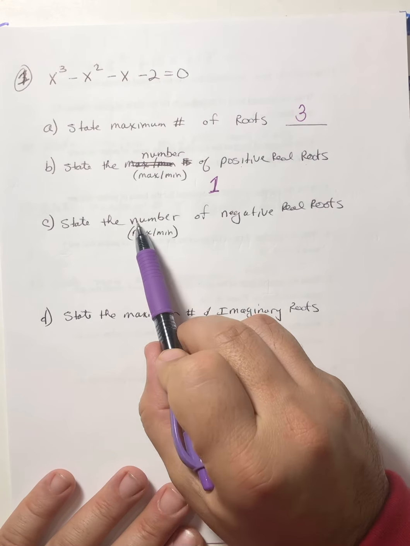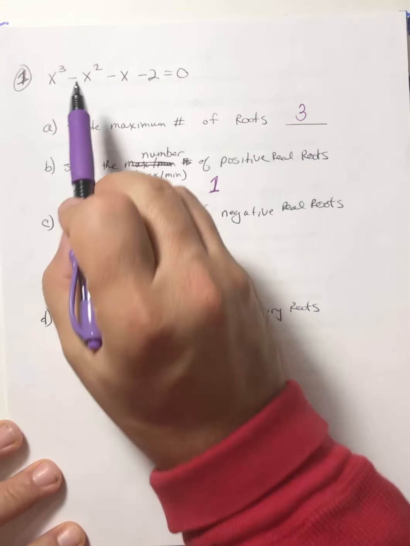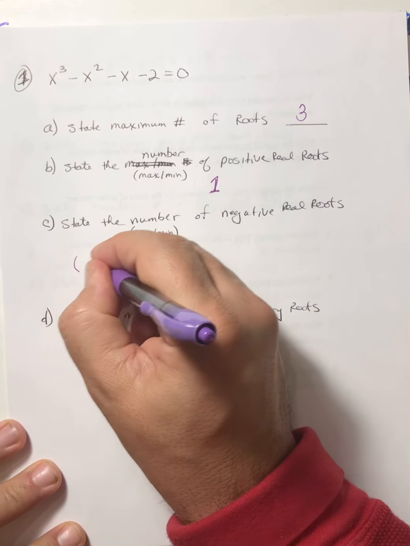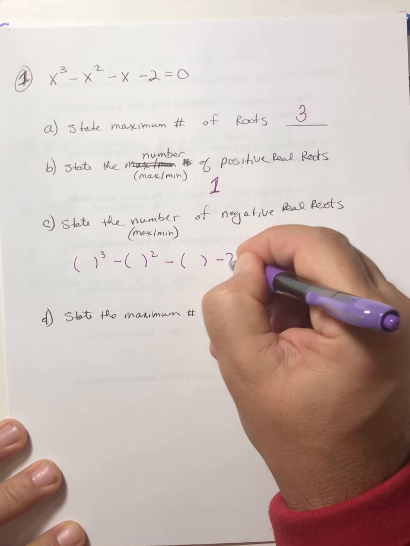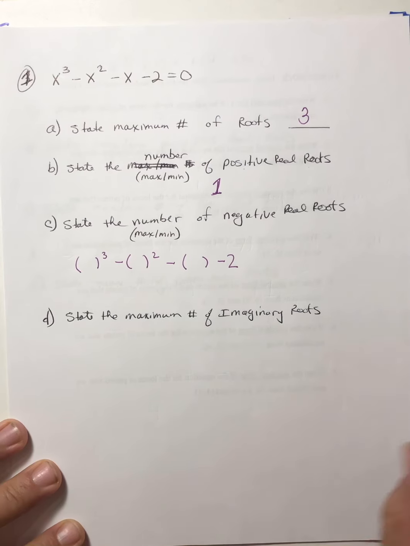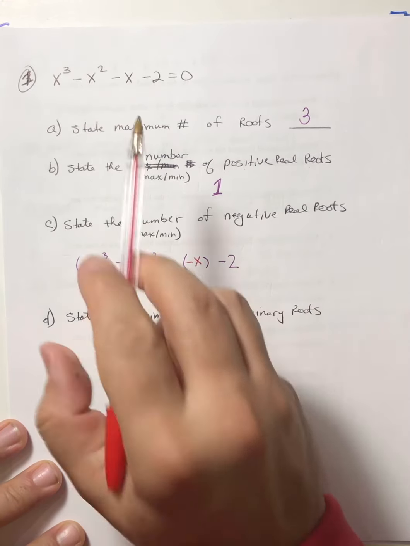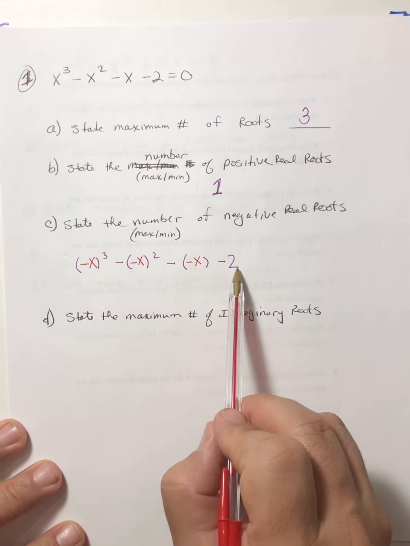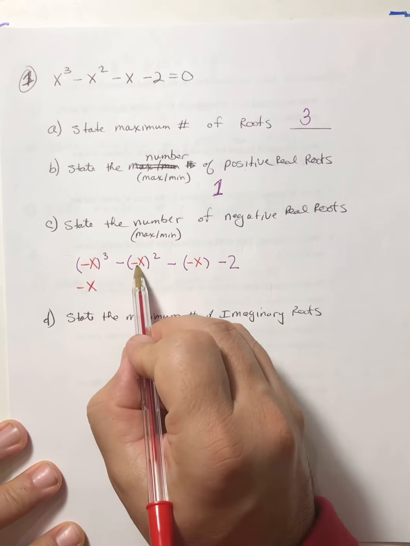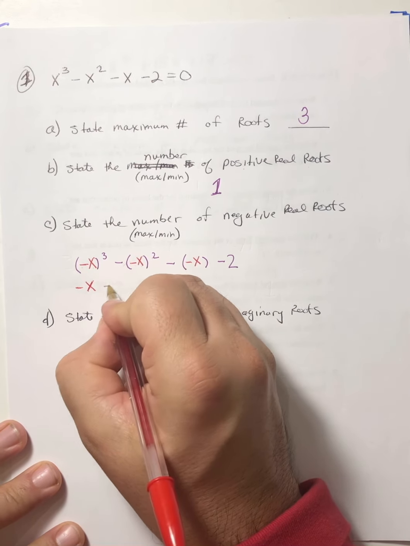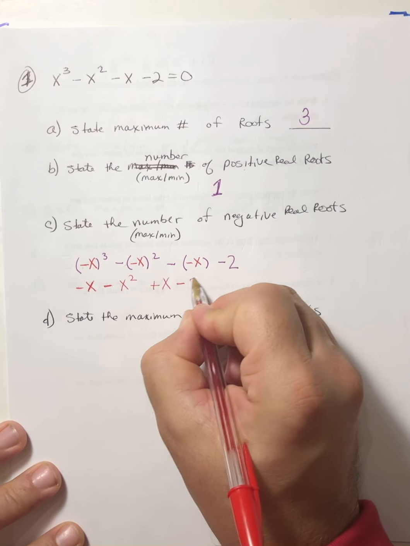It says state the number of negative real roots. That's when we have to do our sign change. That's when we have to swap out all the x's with negative x's. So cubed, squared. I'll fill them in. Remember, you swap out all the x's with a negative x. We have to clean it up. So negative x when you cube it is negative. Negative x squared is still negative. And then this is a positive, minus 2.